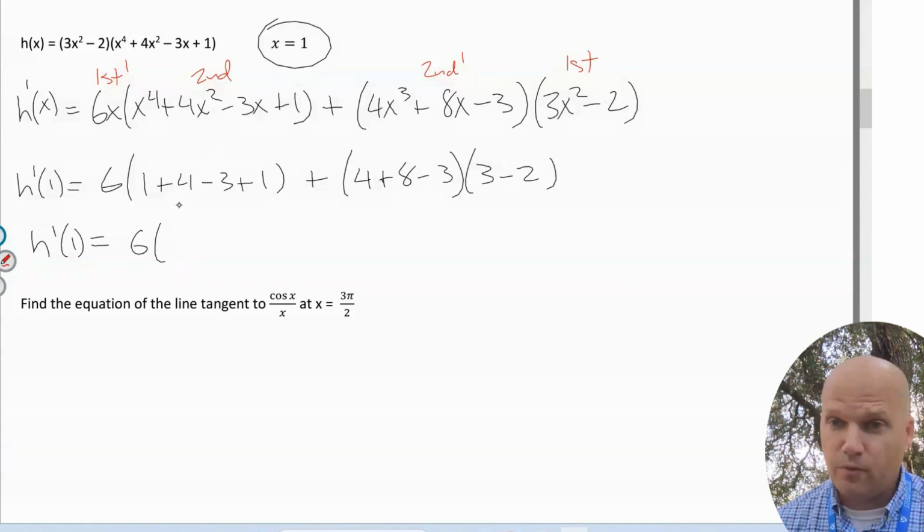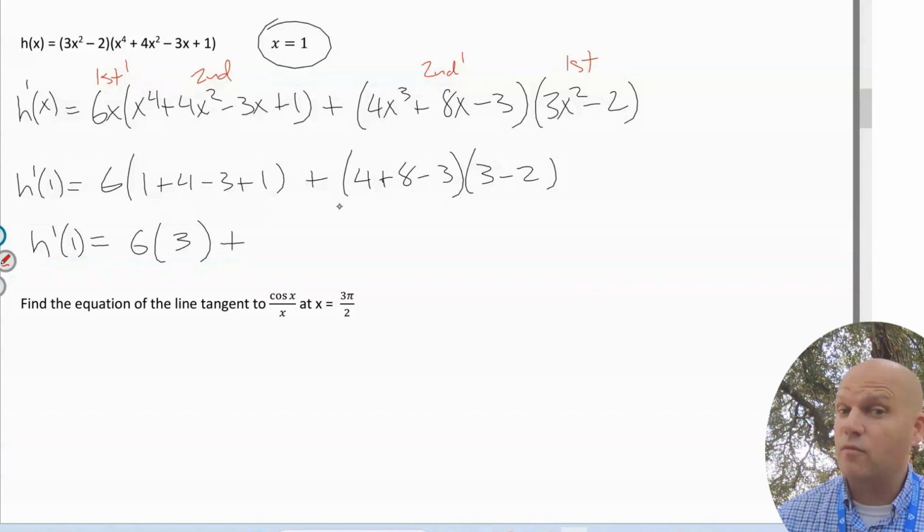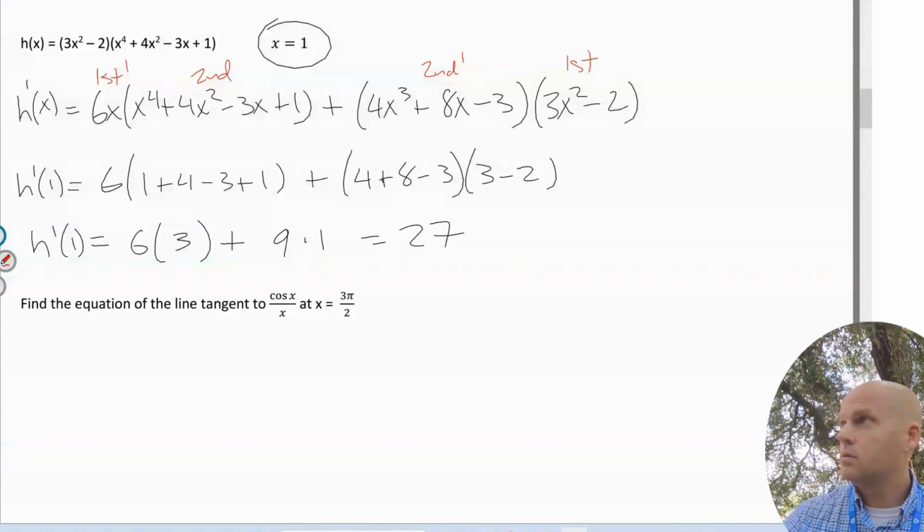We're going to see in future questions how sometimes simplification is required and necessary for us to get the right answer. 5 minus 3 is 2, plus 1 is 3. 4 plus 8 is 12, minus 3 is 9. I have 18 plus 9. 18 plus 9 is 27. That's fun.